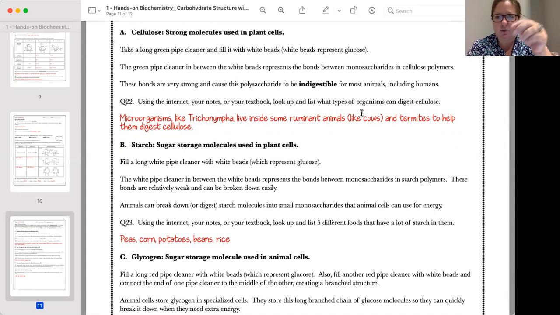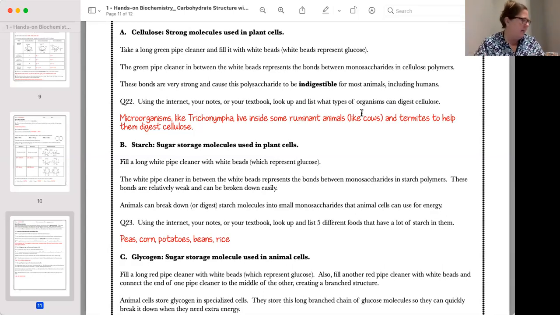Here is starch on a white pipe cleaner. And this is, animals can break this down. This is what we eat, starch. We break this down for energy, to use for energy. In everything, corn, any corn product, potatoes, beans, rice, peas, all have starch. And we break this macromolecule down for energy. Then we have glycogen.